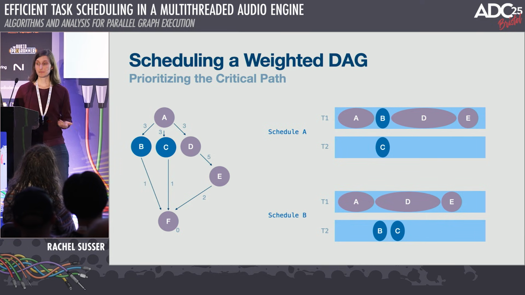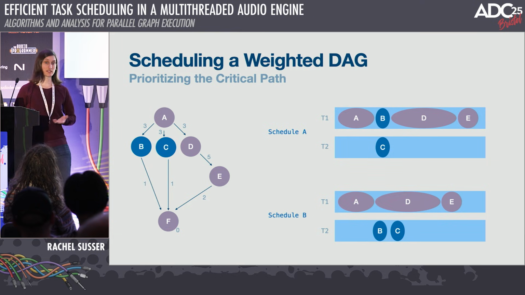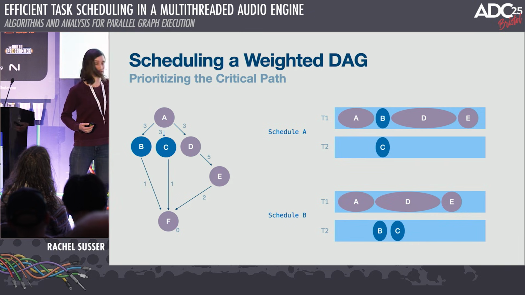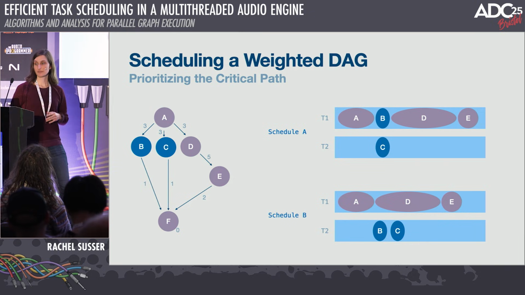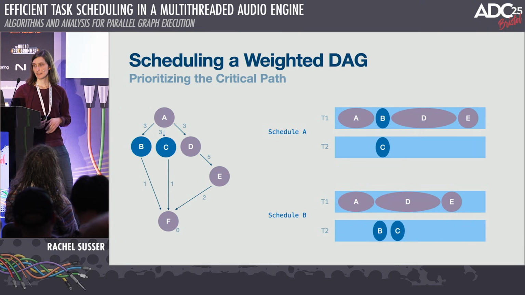And so when it comes time to decide when to schedule the other nodes, so the nodes that are not part of the critical path, in Schedule B, that's, do we pick B or C to go first? Here, it doesn't matter, but in some cases, you can imagine that it might.